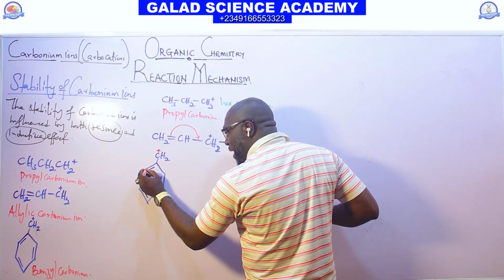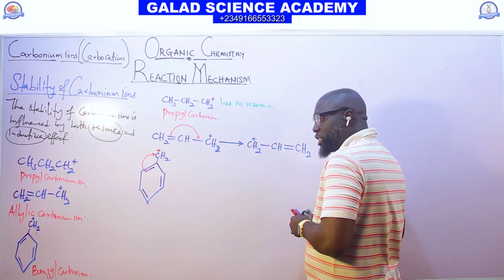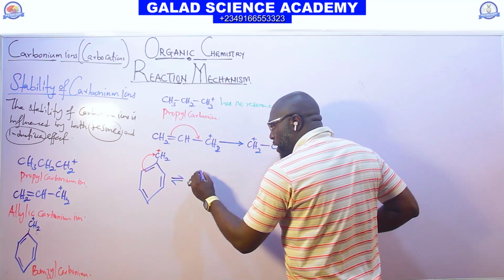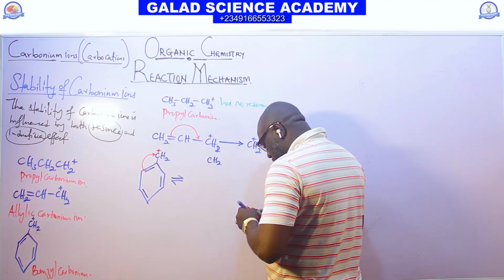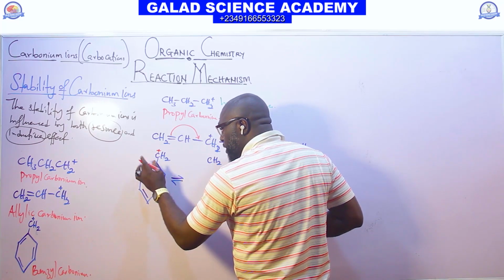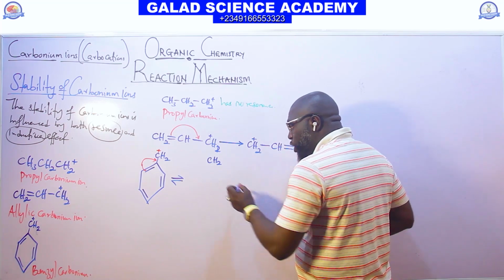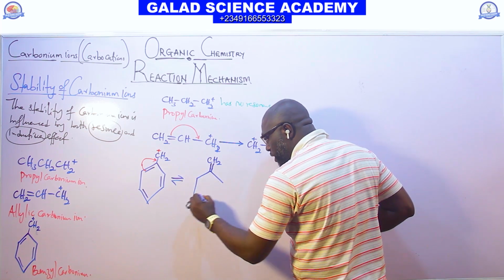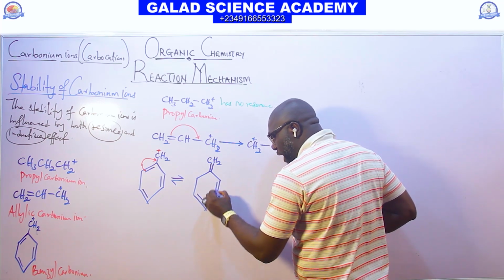Because this one is a benzyl carbonium ion, this pi bond here has the ability to go to this carbon here. So if the bond shifts to the carbon, we have... sorry, the bond cannot go to the carbon. The bond will go to this side, to make it true. So when we get there, you have a double bond like this. Then we have the benzene structure in this form.